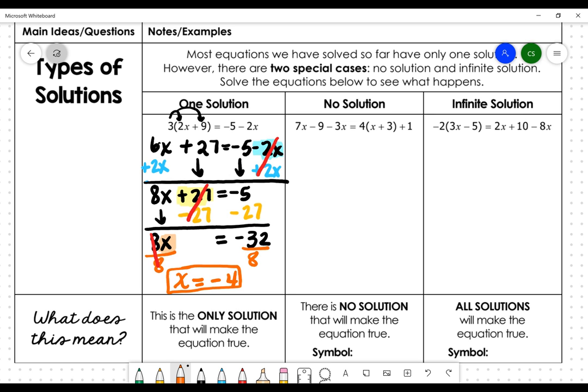This is an example of one solution because I can substitute this negative 4 back into my equation for x, and it will be true. So this is an example of one solution.